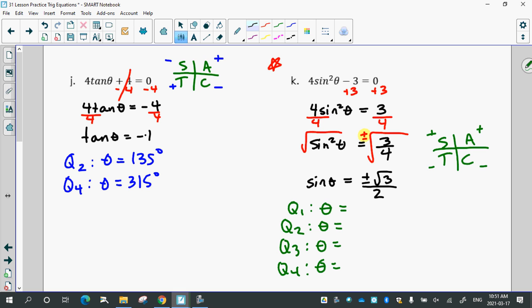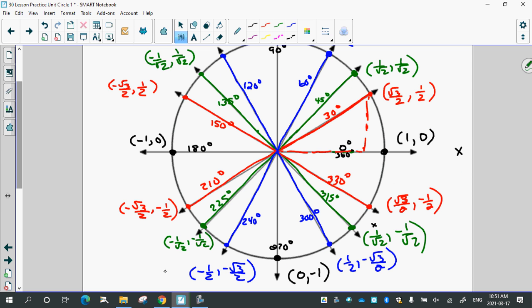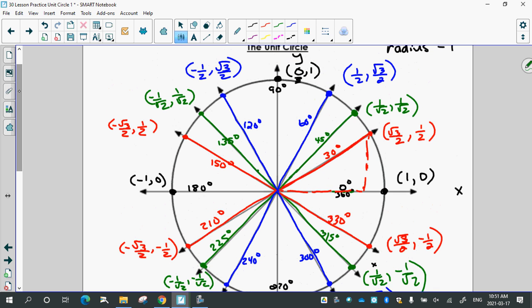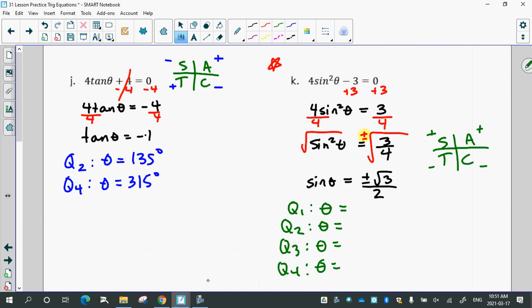And the nice thing is they'll all be related angles, so they'll all be the same color on your unit circle. So if we check quadrant 1 for where the y value is root 3 over 2, that's 60 degrees. So all my blue angles should have a y value of either positive root 3 over 2, like 60 and 120, or negative root 3 over 2, like 240 and 300. Okay? So there's 4 answers that make that equation true instead of just 2. And they are 60 for quadrant 1, 120 for quadrant 2, 240 for quadrant 3, and 300 for quadrant 4.